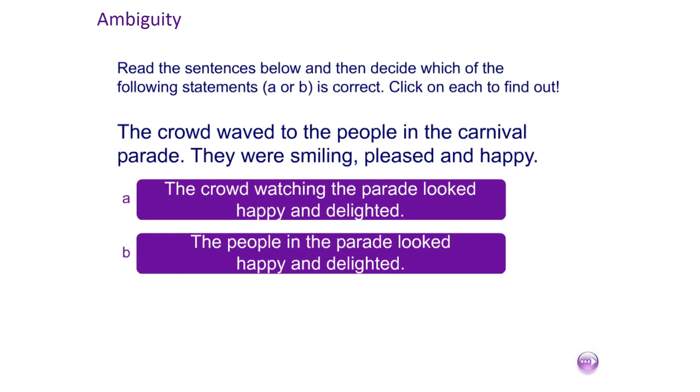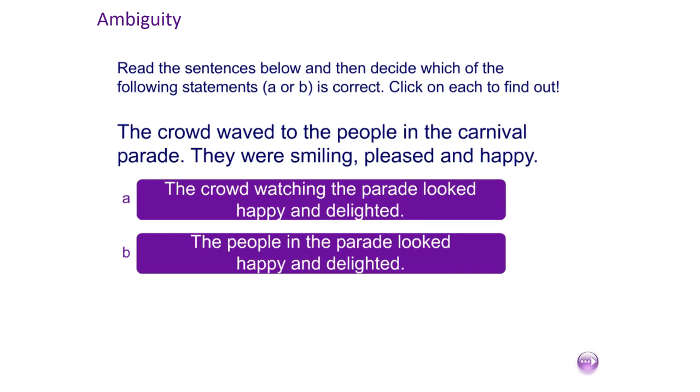We're going to read the sentences below and then decide which of the following statements, A or B, is correct. I'll click on each one to find out which is correct, and I'll also talk you through why the sentences are correct. The crowd waved to the people in the carnival parade. They were smiling, pleased, and happy.